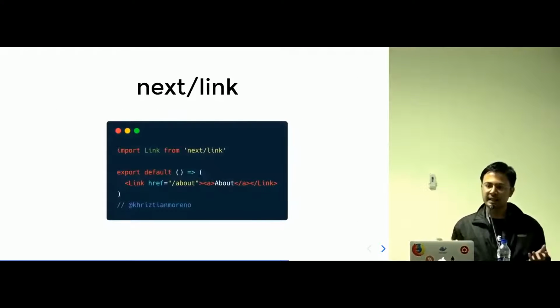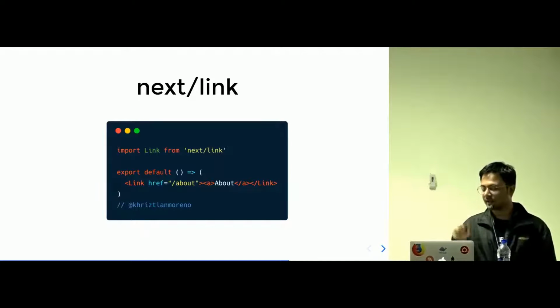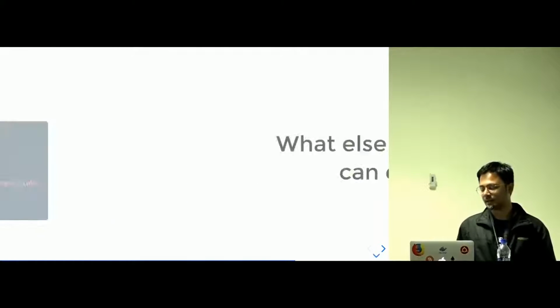Next link is maybe analogous to React Router when you are navigating from one page to another in Next.js. So basically you are navigating from one page to another, here to the about route, using Link. We'll see this in the further slides and the demo later.